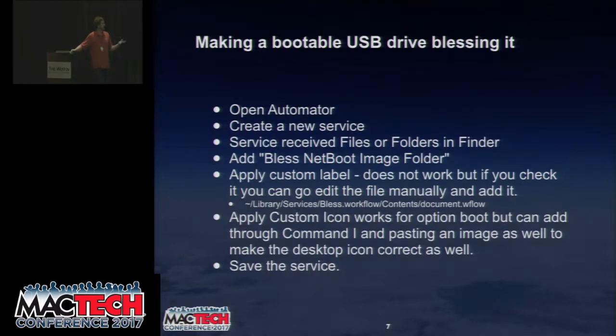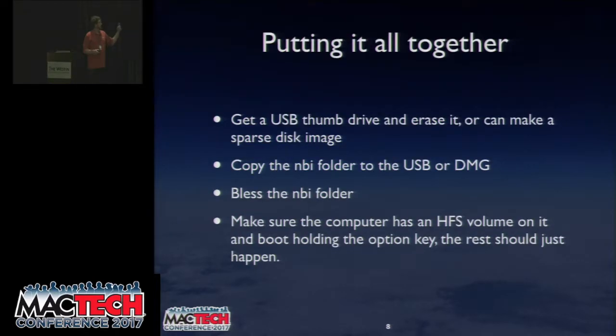But basically, it creates a netboot folder for you. Then I use Automator, and I create a service that's called bless a netboot folder. So after I get the folder created, I throw it on a USB stick, I right-click on it, and run the service to bless the netboot folder, and then I save it. Then the USB thumb drive becomes a bootable thing, and the whole process just goes. And I think the next thing in here: make sure your computer has an HFS volume on it now if you're doing 10.13.1. Otherwise it will break.